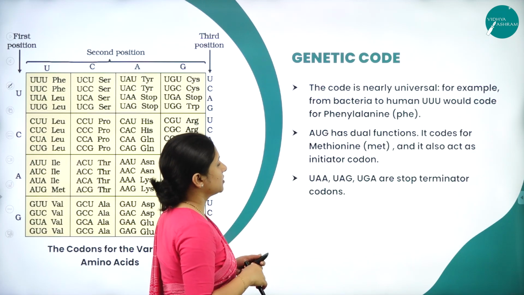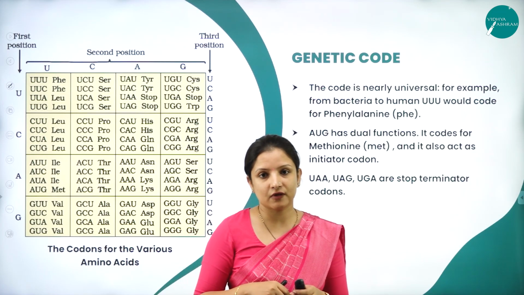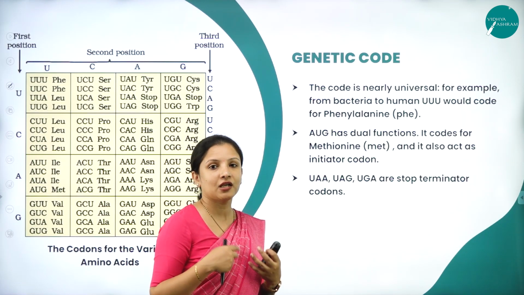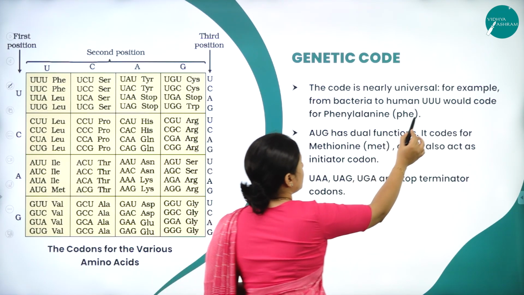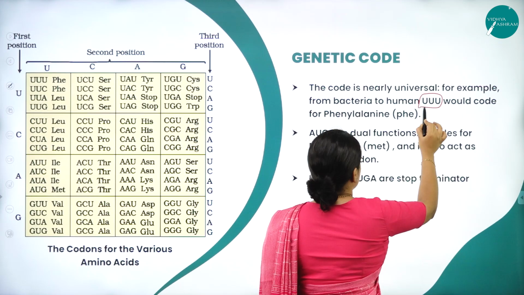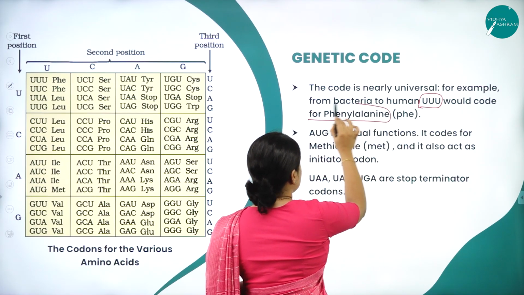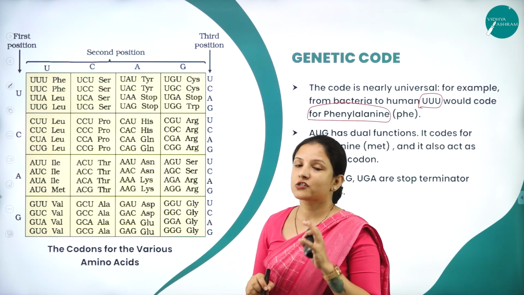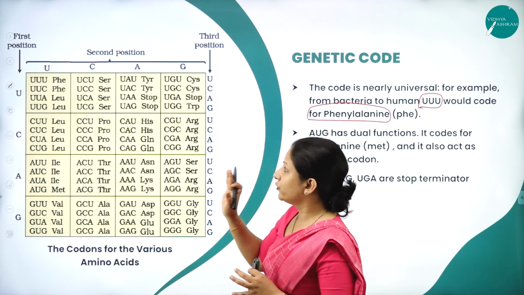So, next, moving further. The code is nearly universal. For example, from bacteria to human beings, UUU will code for phenylalanine only. So be it a prokaryote or a eukaryote, the genetic code which codes for phenylalanine will be UUU only.